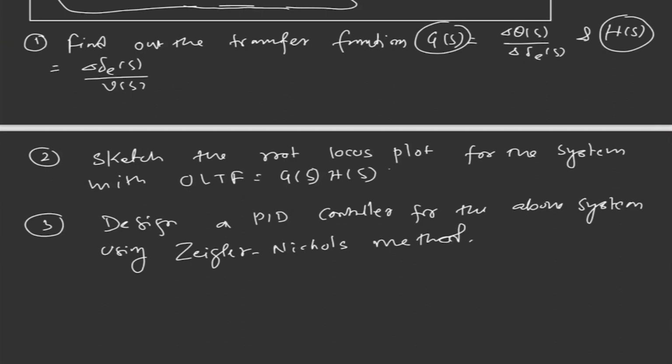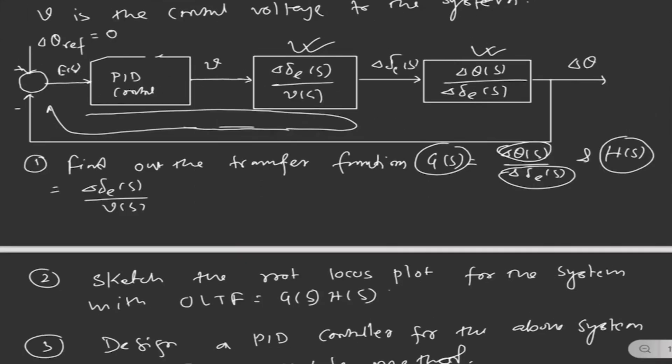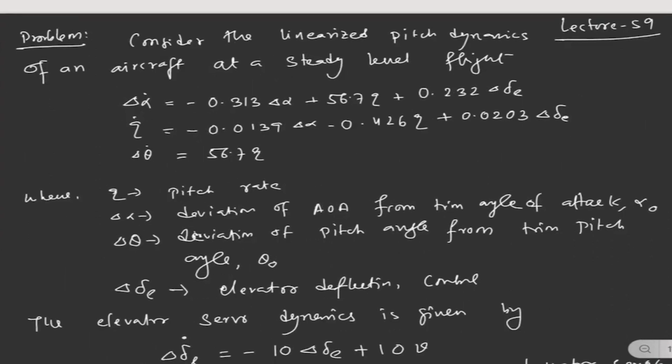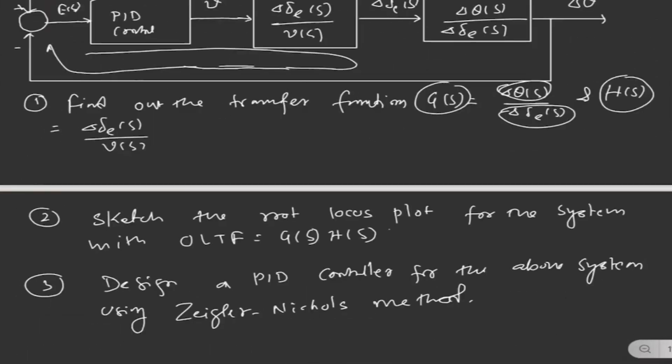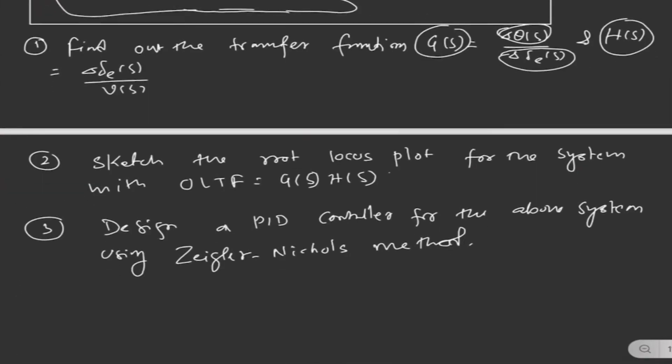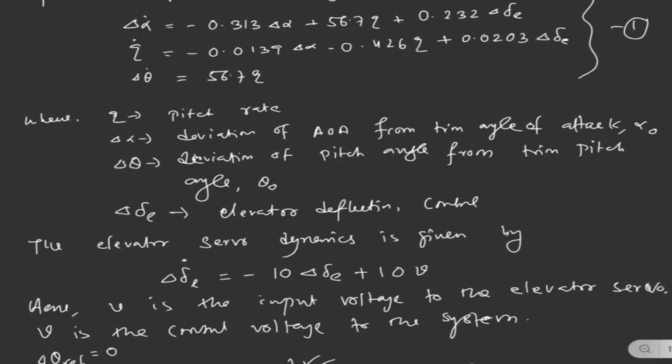So here, if you notice, we have to find the transfer function delta theta with respect to delta E of S. But if you look at our dynamics model, this is actually coupled. So we have to use the brute force method or Cramer's rule that we discussed in the previous lecture. We can apply those methods and find this transfer function. Let me define the whole set of equations as equation number 1.